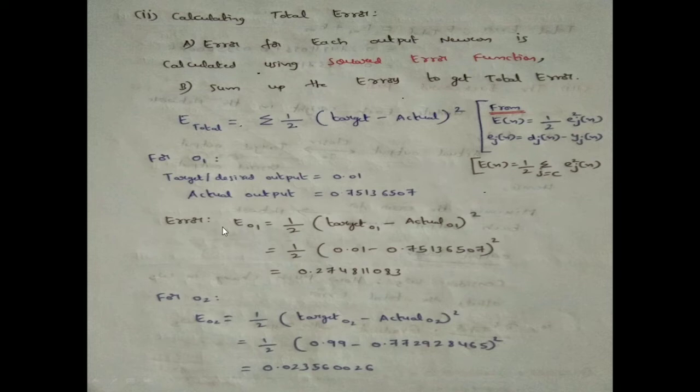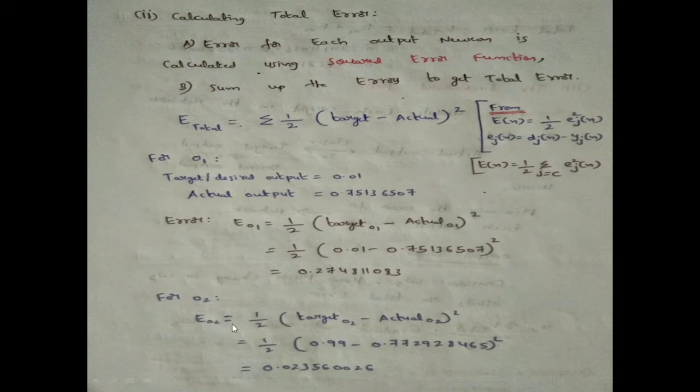So now what is the error at the output neuron 1? E01 is equal to 1 by 2 into the desired value or the target value of the output neuron 1 minus the actual value we have got, squared, okay, is equal to 1 by 2 into, so the target value we assumed is 0.01 and the actual value we have got is this one. So finally the error for output neuron 1 is 0.2748111083.